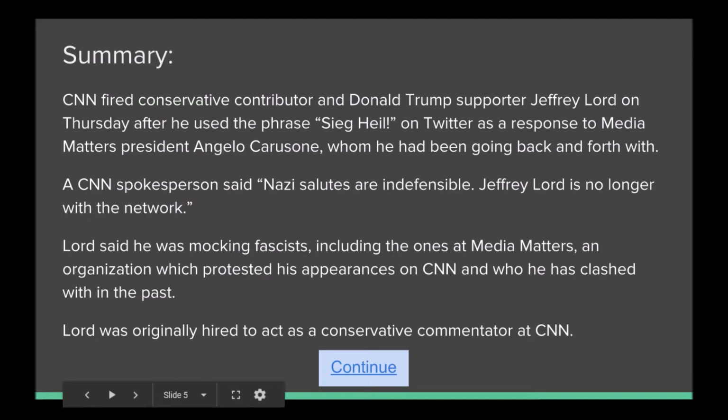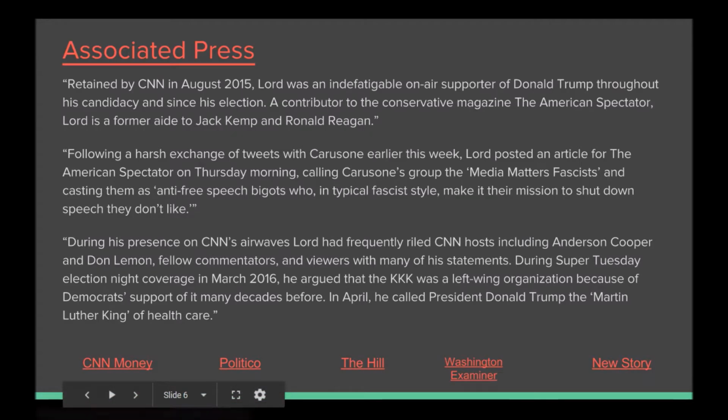So let's continue. Here's the neutral summary. CNN fired conservative contributor and Donald Trump supporter Jeffrey Lord. A CNN spokesperson explained why. Lord said he was mocking fascists, and he was originally hired to act as a commentator. So these facts were all addressed or written by every single one of the news articles listed in the previous page. In other words, all 5 organizations agree that these statements are real and true. Let's continue. What are the differences?